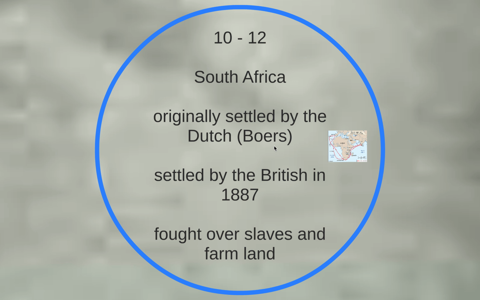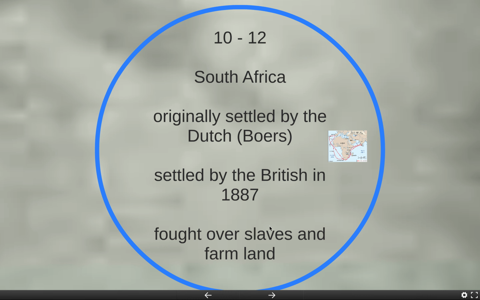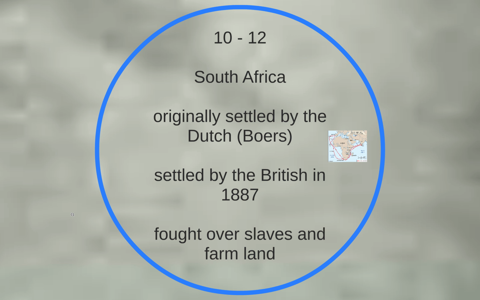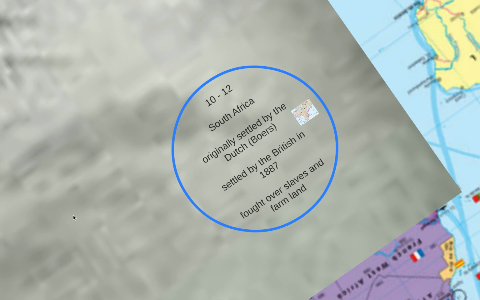And then thirdly, what was the source of conflict over these two groups? It was last down here: slaves and farmland. So these two European countries came to South Africa. They both claimed it at different times, and then they fought each other in South Africa over who should be in charge of that territory. And the war that they fought between the two of them is referred to as the Boer War, and this is an important conflict for a couple different reasons.